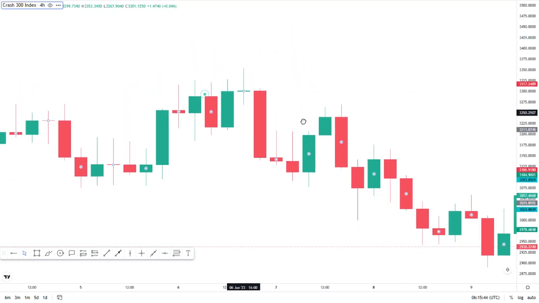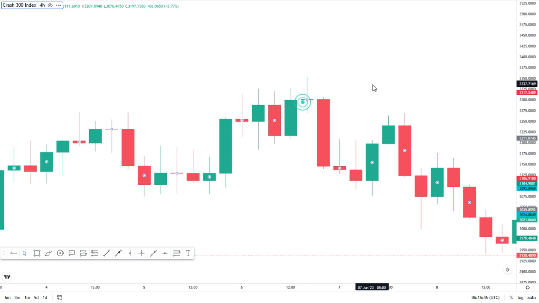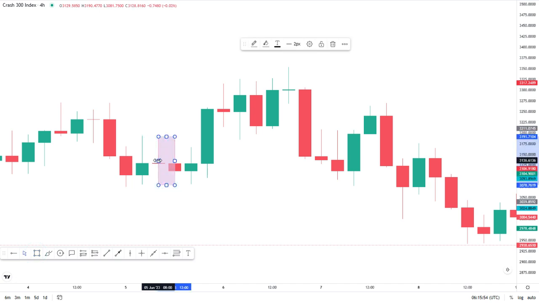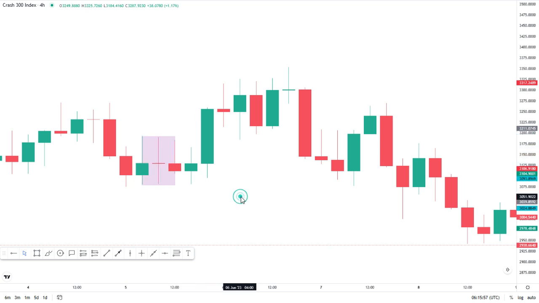Okay, we have one here. You can see this one right here. We have this one here. We have also here. So let me just get this. We have this. It happens on most times on Crash 300, so check out Crash 300 on the 4 hours time frame. This is this one again, and we also have this.